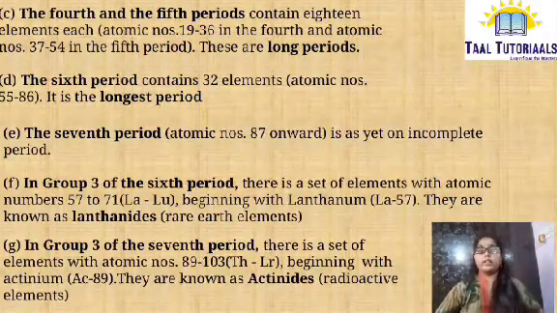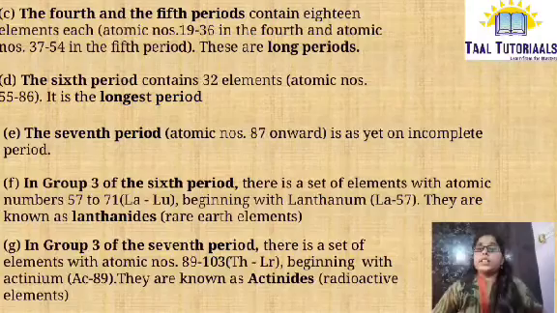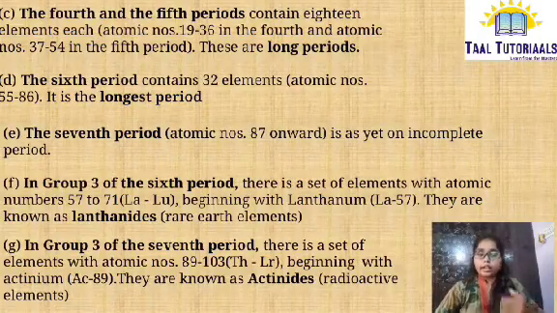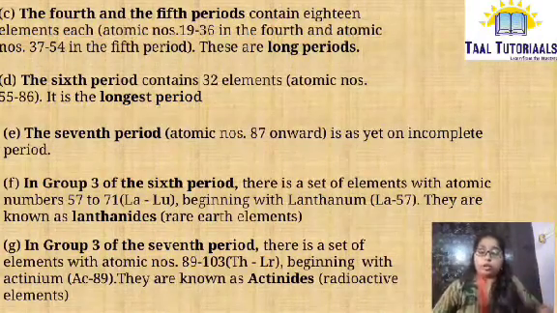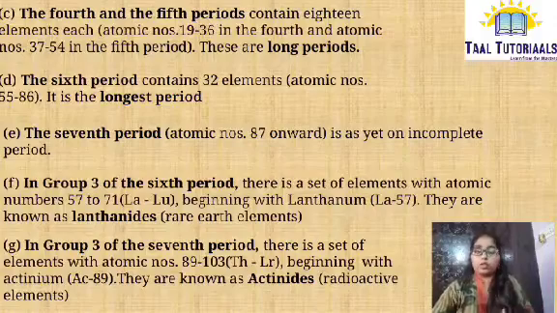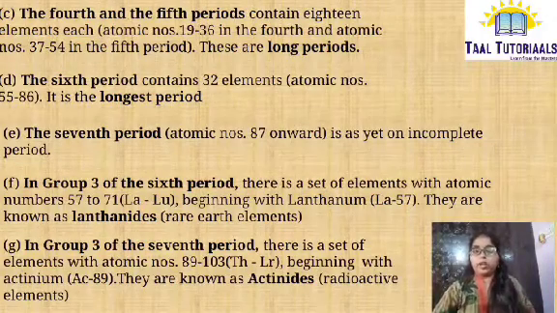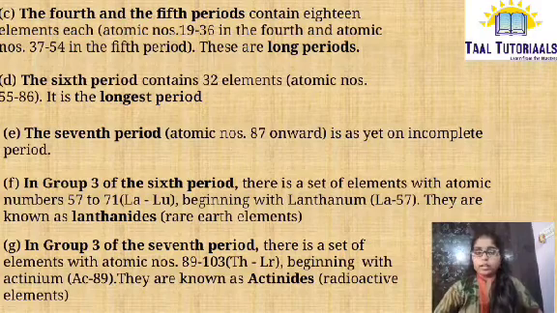Then comes the seventh period, atomic numbers 87 onwards. It is at 86, and 8 more elements are to be added, so it is not yet completed. Okay, it is an incomplete period. The seventh period is an incomplete period.